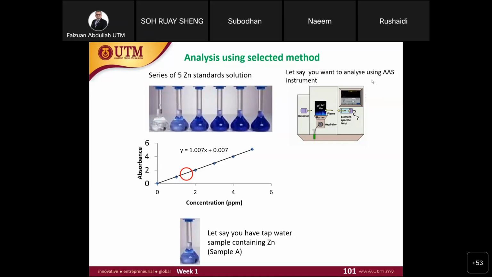So what is the m? M is the slope. And then what is c? C is the intercept. Okay, so this y equal to mx plus c, this is what we call the calibration plot.